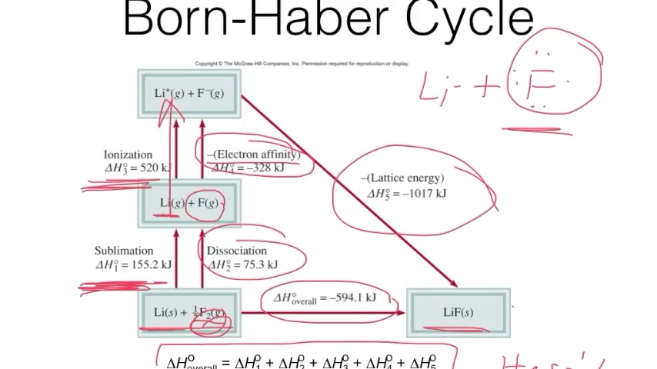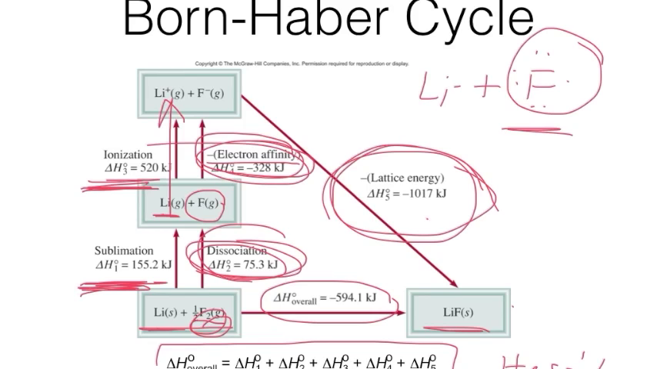Why do we have to sublime? Why do we have to ionize? Why do we have to dissociate? Why do we have to have the electron affinity? And why do we have to have the lattice energy? If you don't have that lattice energy component, which is negative 1017, and the overall here is negative 594, that means if I didn't have that lattice energy component, the reaction would appear to be endothermic, but it is very, very exothermic. So the lattice energy has to be included. Okay? Does that make sense? Do you think you can replicate a diagram like this?